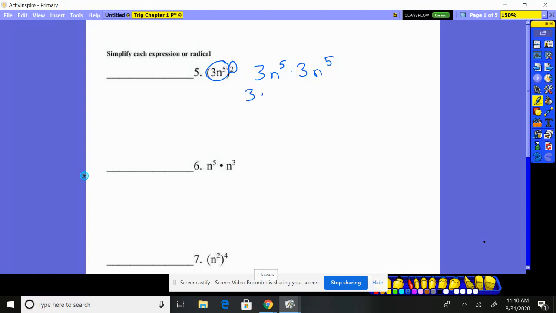Nothing wrong with it. n^5 is n times n times n times n times n, times a 3 n^5. Well, now you can see that's going to give you 9, since 3 times 3 is 9. How many total n's do we have? n to the 10th. So there's problem 5. Problem 6 is simply n^5 times n^3. So that's n times n. How many do you see? n to the 8th.